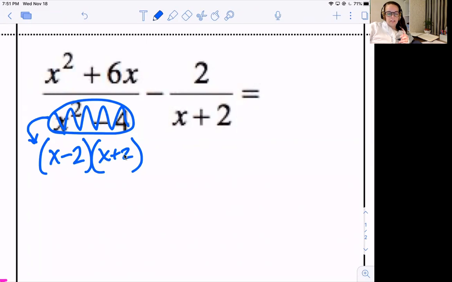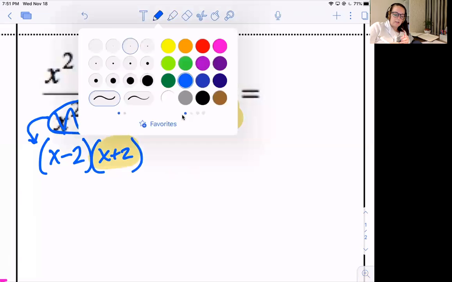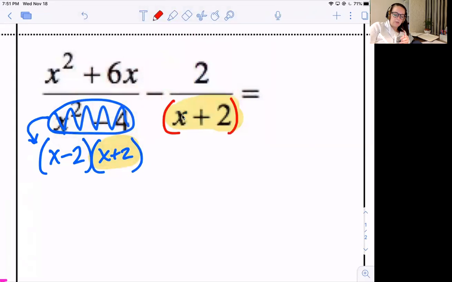This version here, or this denominator here, already has an x minus 2 and an x plus 2. This fraction over here does not have an x minus 2. It does have the x plus 2. So since they have x plus 2 in common, I don't need to multiply those because they both already have an x plus 2. However, this one also needs an x minus 2. And if I multiply it on the bottom, I also have to multiply it on top. X minus 2, like that.